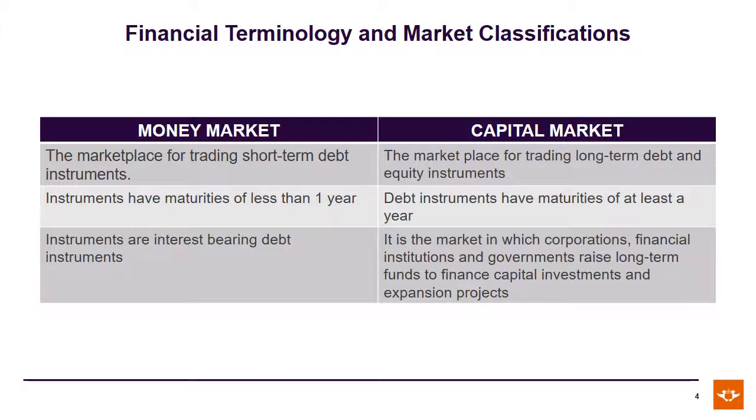Capital markets, on the other hand, are for trading long-term debt and equity instruments. These instruments, particularly the debt instruments, have maturities of at least a year, and they're referred to as bonds or fixed income securities. It is the market in which corporations and financial institutions and governments raise long-term funds, and these funds they use to finance capital investments and expansion projects. The capital markets are obviously more risky than money markets, but as a result of that, the returns are significantly higher.